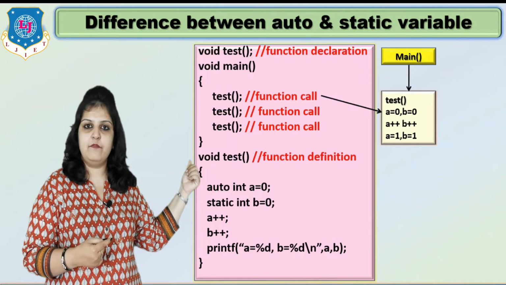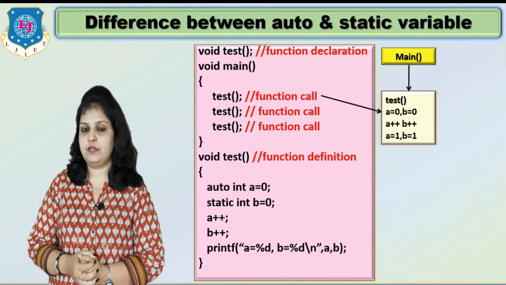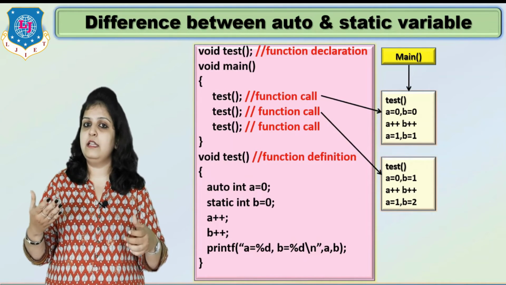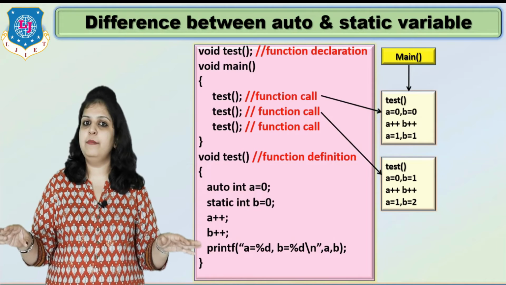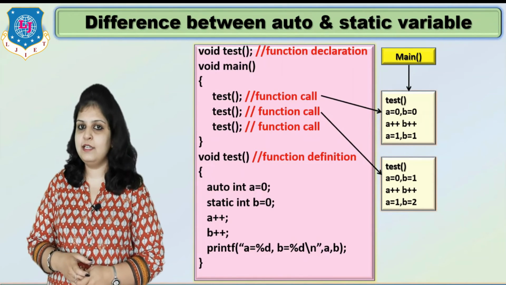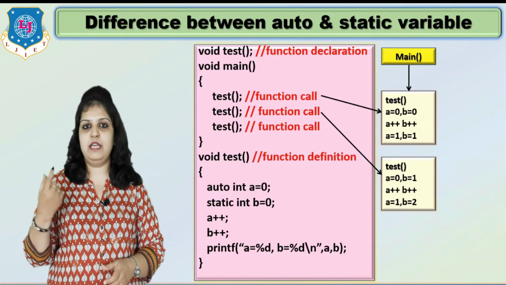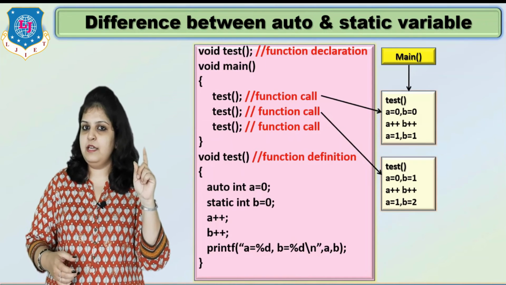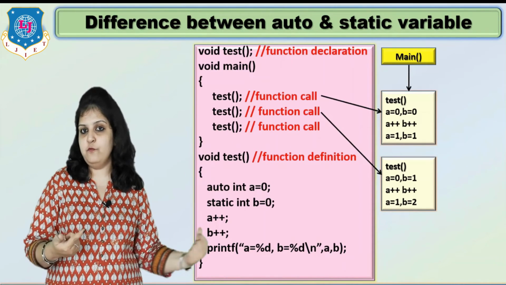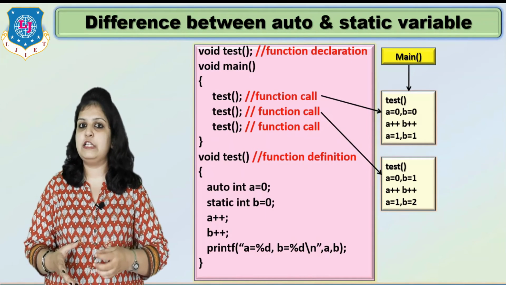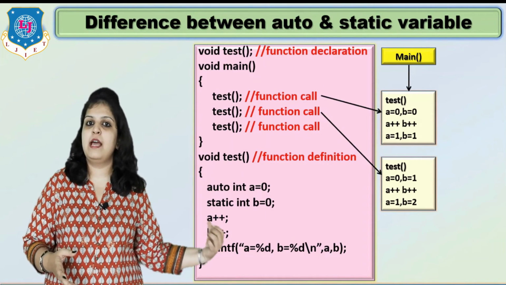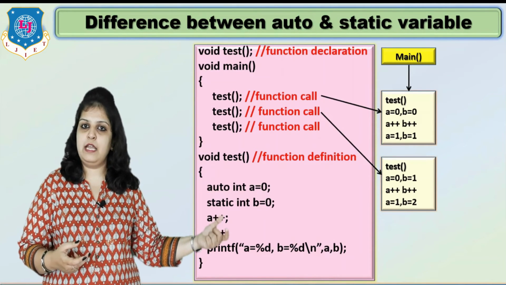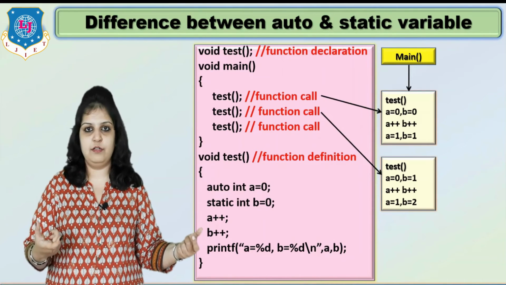Now move to the next statement. Again we are calling the same function, so again go to the function definition. Previously a became 1, but it is an automatic variable. So again the value of a is destroyed automatically and it is initialized as 0 again. And when a plus plus, a becomes 1, but our b variable is a static variable. So the last updated value of b is 1. So 1 plus 1, now b becomes 2, not 1, because it will take the updated value as input. So b becomes 2, and this time our a is the same 1 and b is equal to 2.